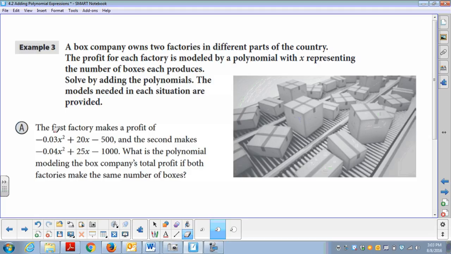So it gives you the first factory here, and net profit margins based on this polynomial, negative 0.03x squared plus 20x minus 500. And the second one is 0.04x squared plus 25x minus 1,000. Okay, it wants to know the polynomial when you combine the two.